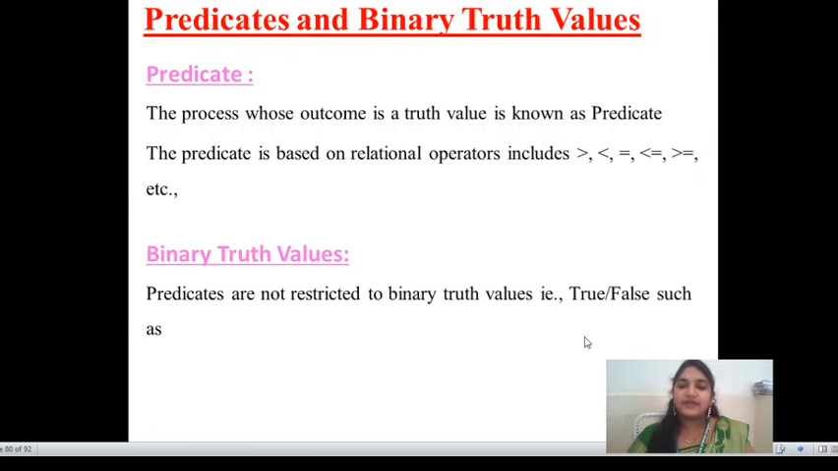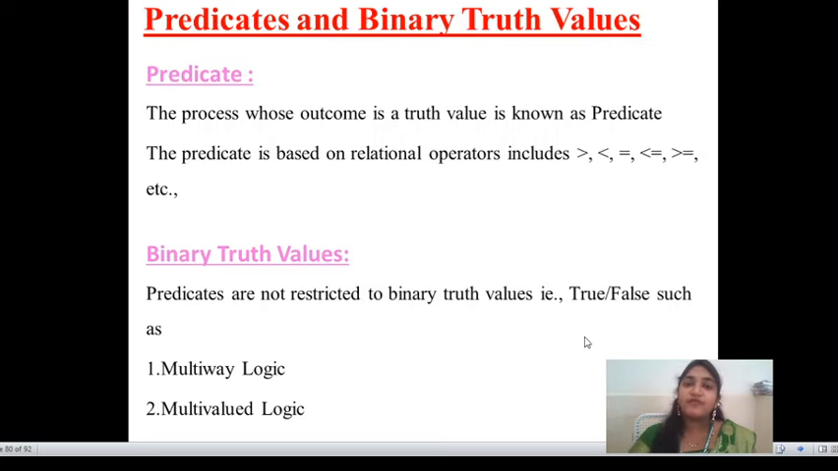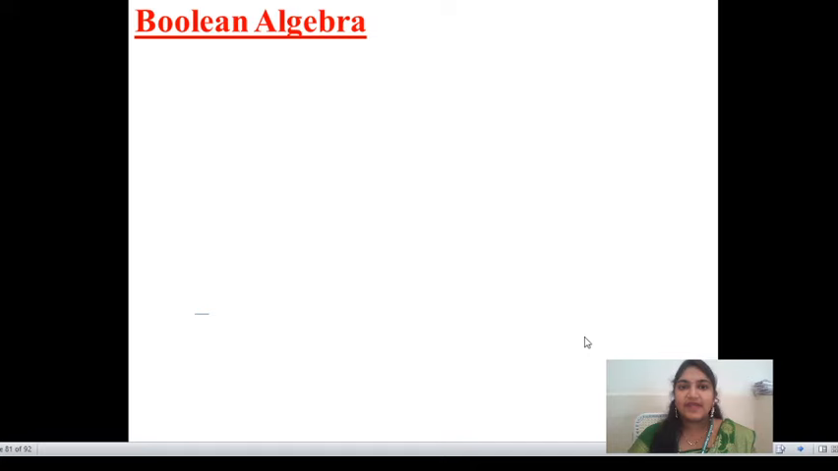Next, what are binary truth values? I already told that it is true or false. If the action is performed, true. If the action is not performed, false. So it has an immaterial way, like no operation will be performed. And it has some of the true or false such as multi-way logic and multi-valued logic. Multi-way defines the multiple ways the action can be performed. Multi-valued means the value will be defined in a number of ways. So that is multi-way and multi-valued.